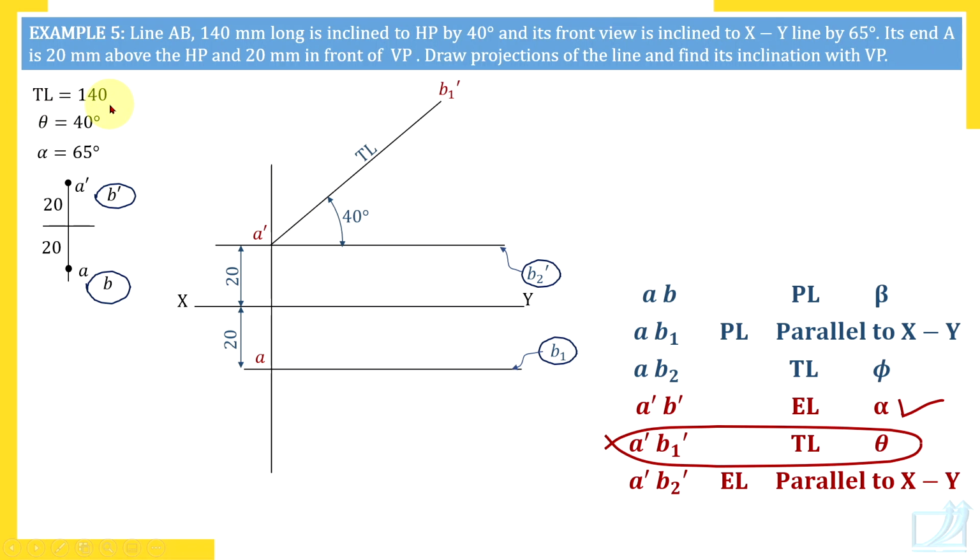What is the length A dash B1 dash? 140 millimeters. So, we have measured a length of 140 millimeters and done prompt labeling. Immediate labeling is very important. So, I have labeled this point as B1 dash.